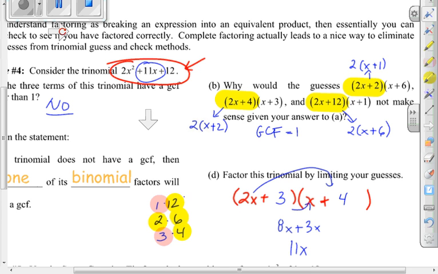So notice, while it looked like we had a lot of different possibilities, there's 3 combos, and we could alternate them or put them in different spots. It looks like we had 6 possibilities. We really only had 2 possibilities. So we're able to limit our guesses by knowing that their GCF was 1 in the original expression.